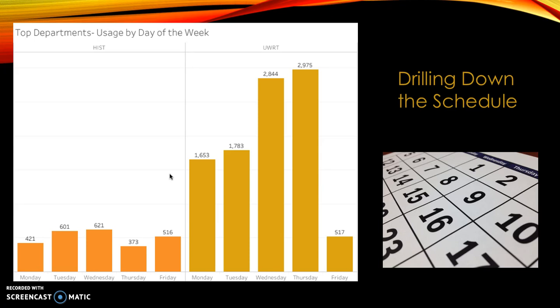I also wanted to look at the department's usage by week, by the day of the week. So now we know what they're doing every semester. Now we want to know within those semesters, what is each department averaging on what days of the week? And this can help with scheduling, essentially, for those stakeholders. Drilling down the schedule, we can easily see with this graph, Tuesdays and Wednesdays are the biggest days for the history department, when most of their students attend the courses, and then we can see Wednesday and Thursday for the writing, the English department.